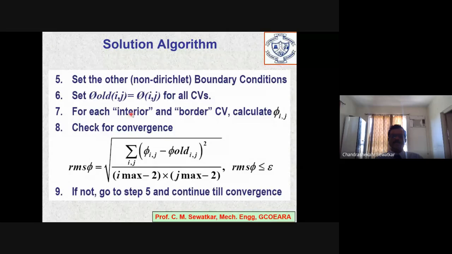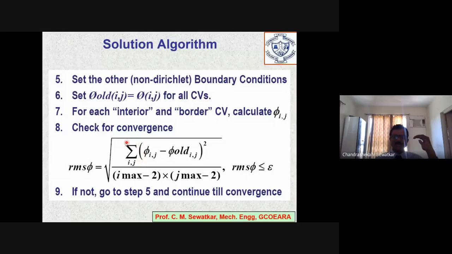Then for each interior and border control volume, we calculate phi ij, which is new. We can scroll through all the ij's and find out the new values of phi ij. Once we find all the values of phi ij, we can find out the RMS value of phi. What is the RMS value? It's the root mean square value of phi, to understand whether our solution has converged or not.